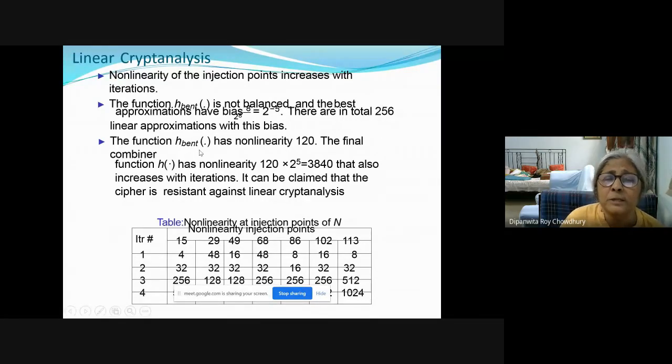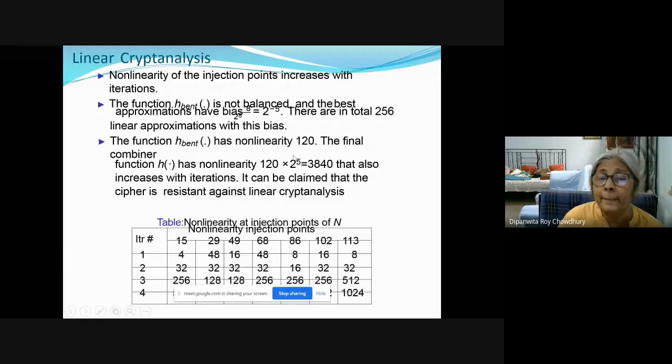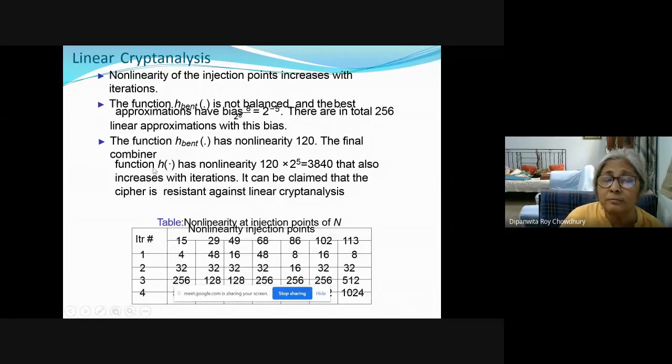The function h bent has nonlinearity 120. For the final combiner function h dot, this is the 120, and the final function after combining this h dot, we are getting 3840. That also increases with iterations. It can be claimed that the cipher is resistant against linear cryptanalysis. So this is a very simple way we have shown.